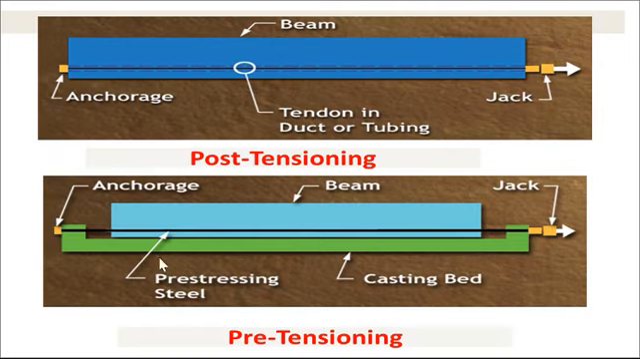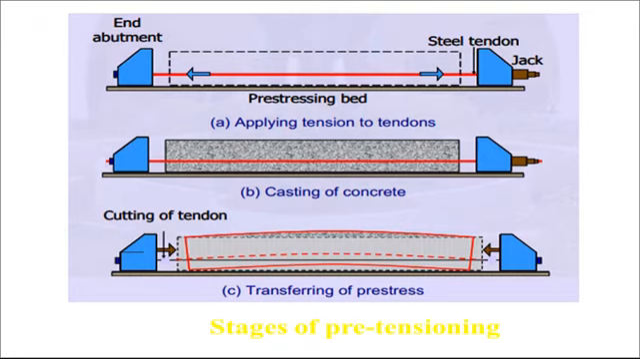In pre tensioning, we stretch the wire, then put the concrete, then after the desired period and the desired strength, cut this wire from both ends. This tension is converted into compressive stresses in the concrete. This is the pre-tensioning method. These two methods are elaborated in the next slide.